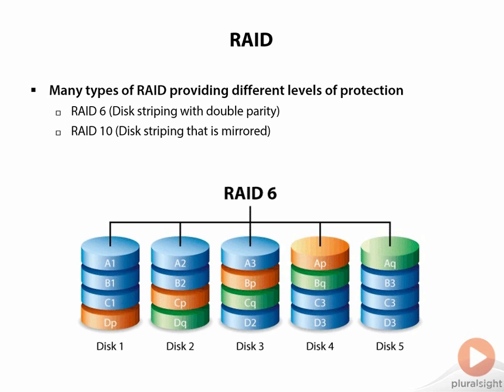And then just for your information, I have RAID 10 listed as well, and that is disk striping that is mirrored. We're going to stripe data across our disks and then mirror that set of disks to another set of disks. So that gives us the best of both worlds. It gives us the speed increase of disk striping and also the fault tolerance of mirroring.